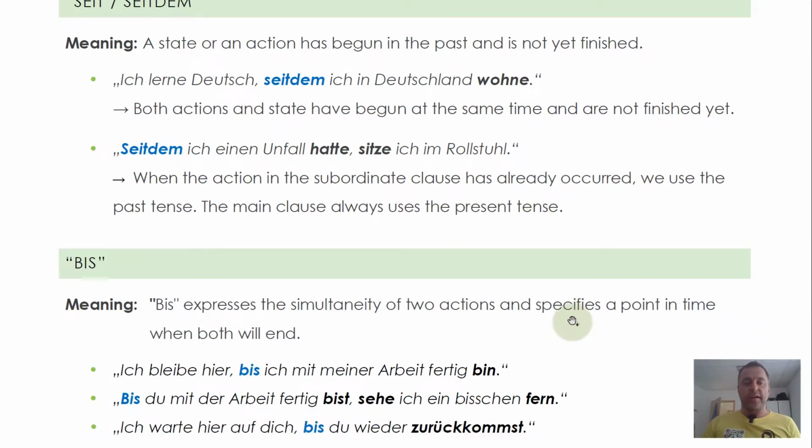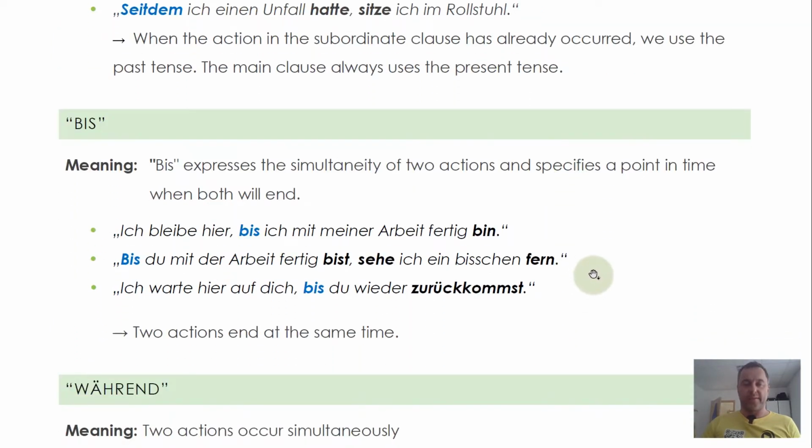Let's have a look at the second one here, bis. Bis means until. So that means that something ends at one certain point in time. And if we have this as a conjunction, it means that the action of the main clause and the subordinate clause end at the same point in time. For example, ich bleibe hier, bis ich mit meiner Arbeit fertig bin. So I stay here until I finish my work.